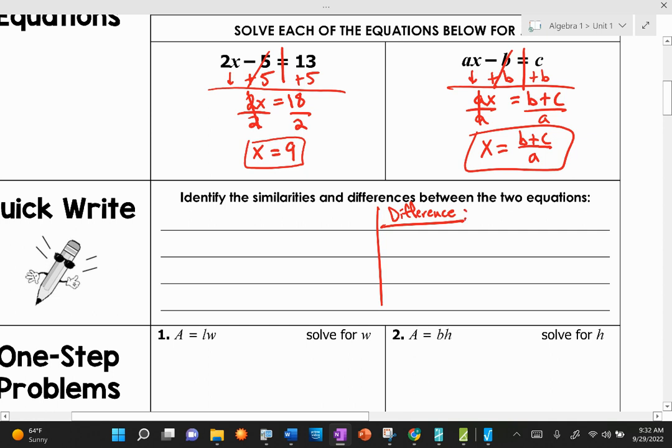One difference is you've got an integer versus a fraction for your answers. Good. What's another one that we see? Daniel. Yeah, they're the same equation. Okay, so we've got some similarities as well.